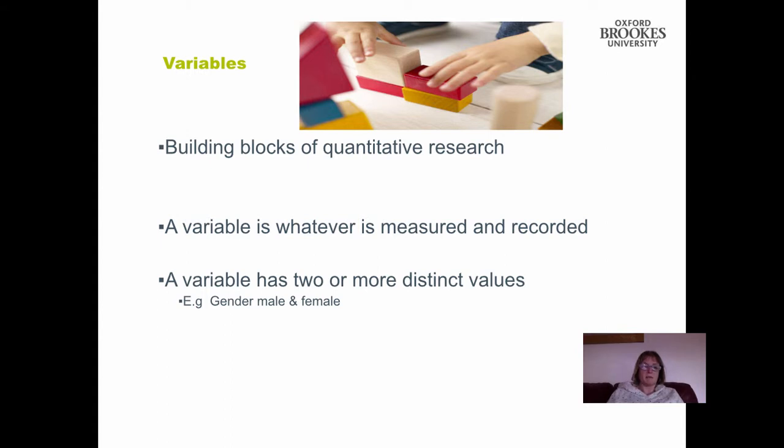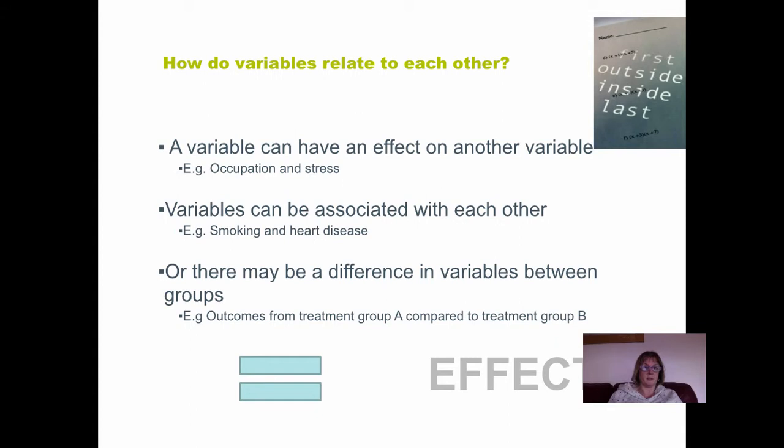Variables are a really, really important concept of quantitative research to understand. They're the building blocks of quantitative research. So in Unit 1, you all developed PICO questions, and in your PICO questions, you are actually identifying variables. A variable is whatever is measured and recorded, and a variable has 2 or more distinct values. So let's have a look at some examples.